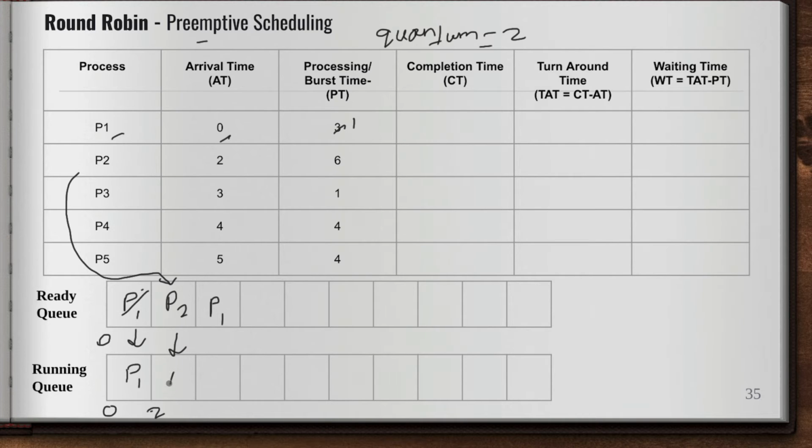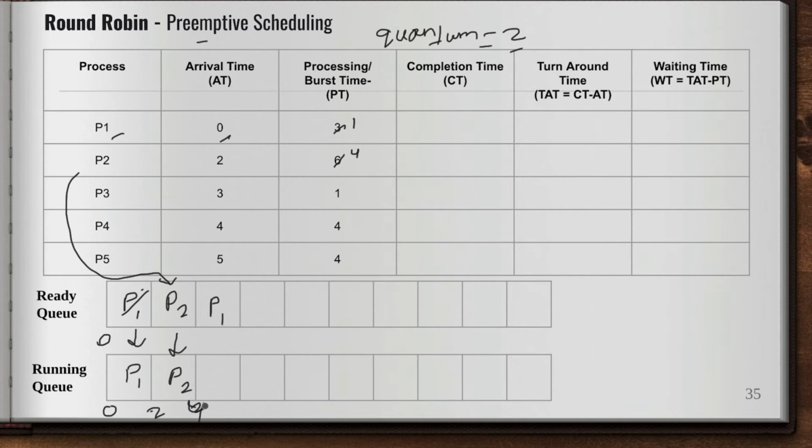Okay. So we bring P2, and how long were we supposed to run it? We're supposed to run it for 2 quantum, because that's our quantum unit, which is 2. So that's why we will run it for 2 units. So how much is remaining now? So cancel that. So we have 4 remaining in the P2. Okay. So now at time, this becomes actually 4, not 2, because 2 plus 2 is 4.